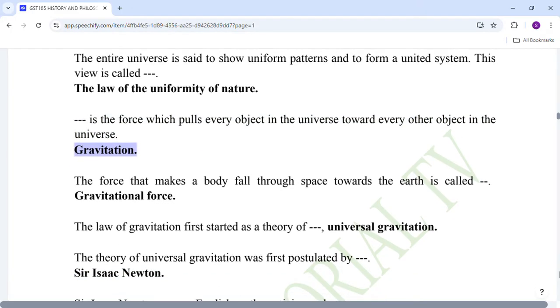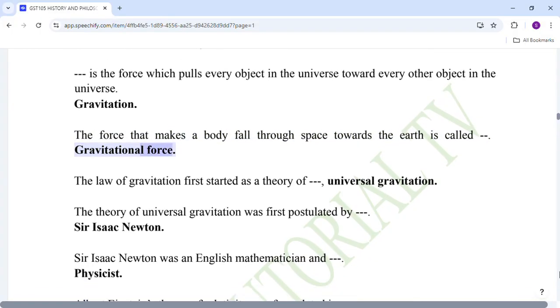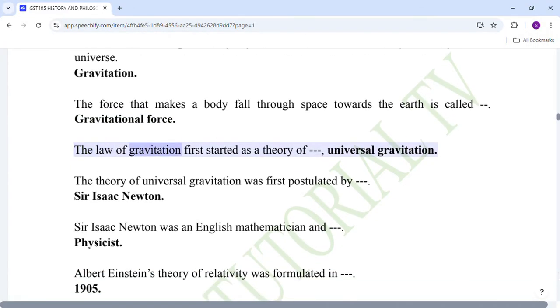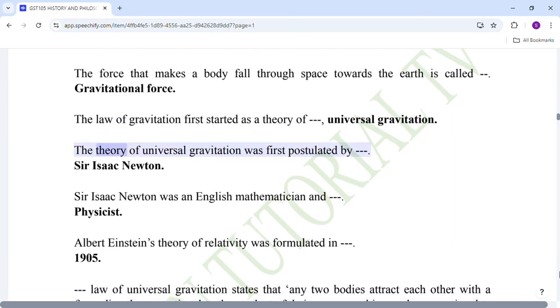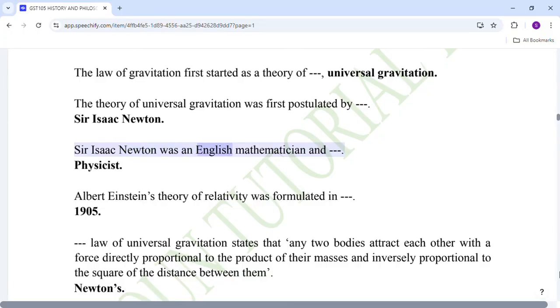Gravitation. The force that makes a body fall through space towards the Earth is called gravitational force. The law of gravitation first started as a theory of universal gravitation. The theory of universal gravitation was first postulated by Sir Isaac Newton. Sir Isaac Newton was an English mathematician and physicist.